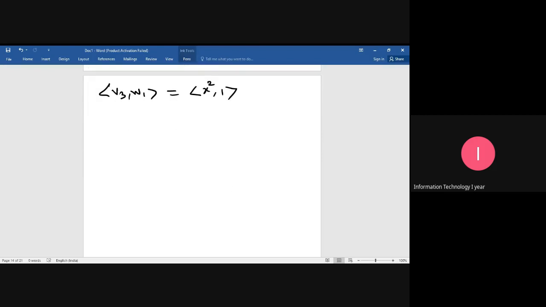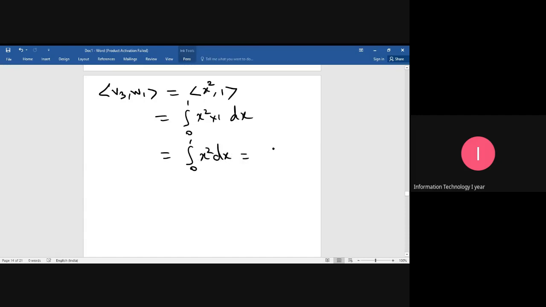It is in the form of the inner product of f comma g. So we can write this as the integral from 0 to 1 of f of x into g of x dx, where this is f of x and this is g of x. Integrate it now: integral 0 to 1 of x square dx.